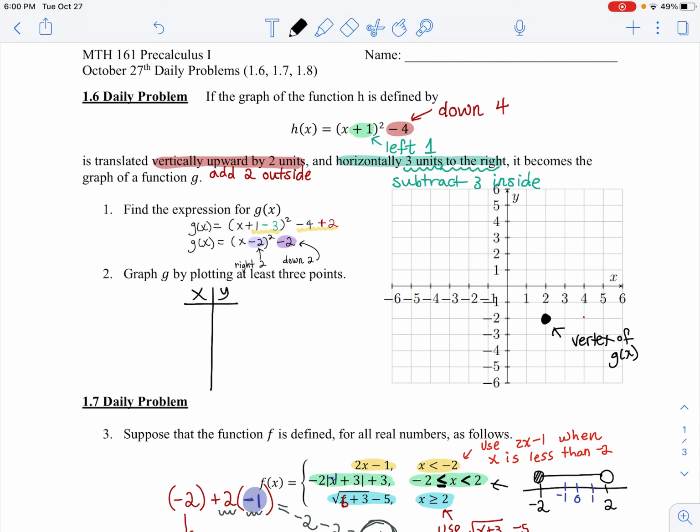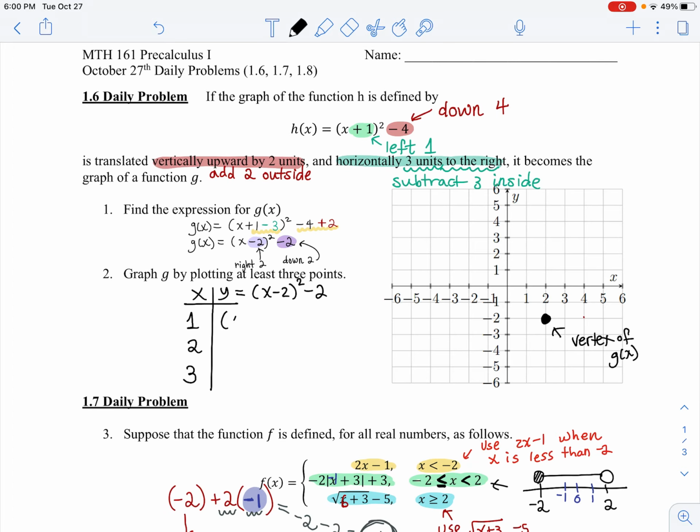So the vertex is at 2. So I'm going to plot one point that is bigger than 2 and one point that is smaller than 2. So I'm going to go ahead and plug in x equals 1, 2, and 3 into this equation, y equals (x minus 2) squared minus 2. So I'm just going to plug in and evaluate, okay?